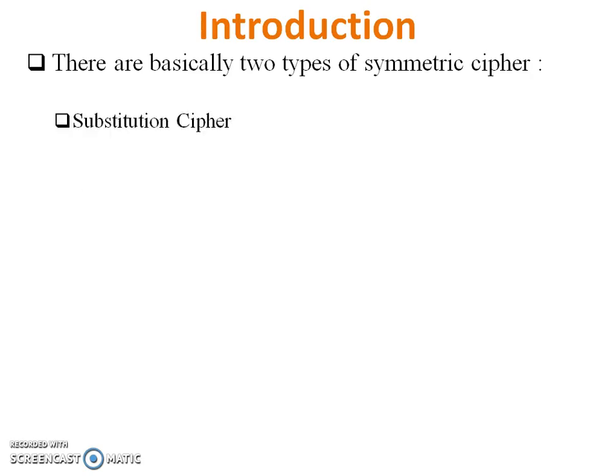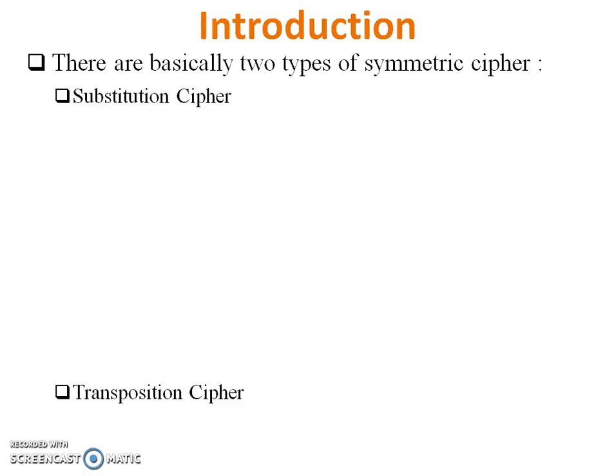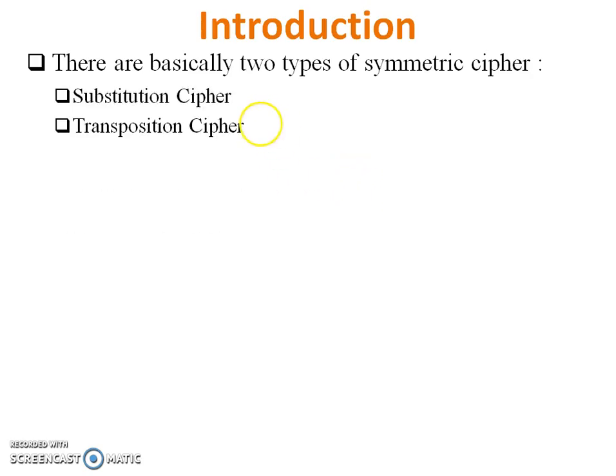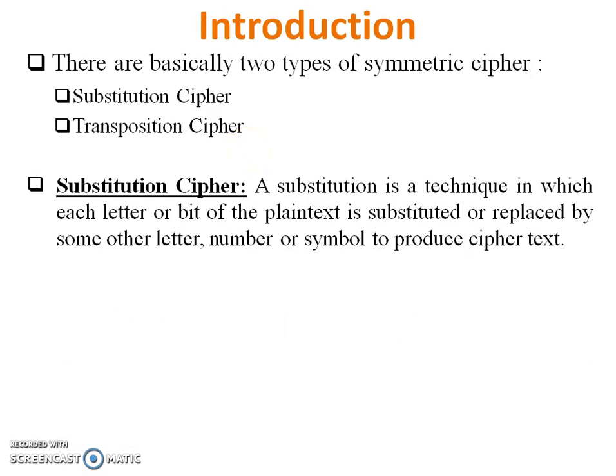There are basically two types of symmetric cipher. First one is substitution cipher, second one is transposition cipher. Let us see the definition of both the ciphers. Substitution cipher means a letter or bit is replaced with another letter, bit, number or symbol. For example, ABC is the plaintext and the generated ciphertext is XYZ. It is called substitution. A is replaced with X, B is replaced with Y and C is replaced with Z.